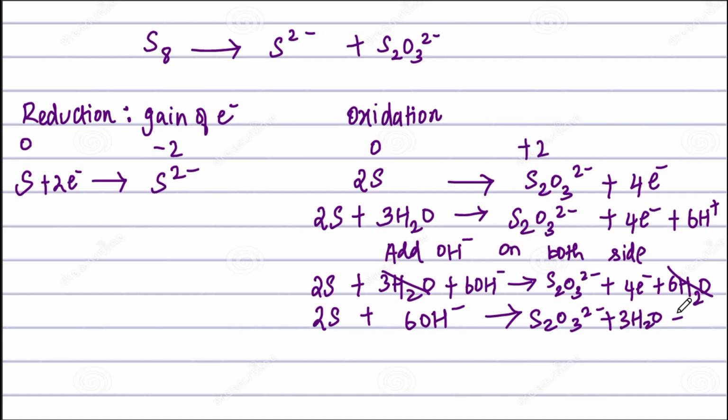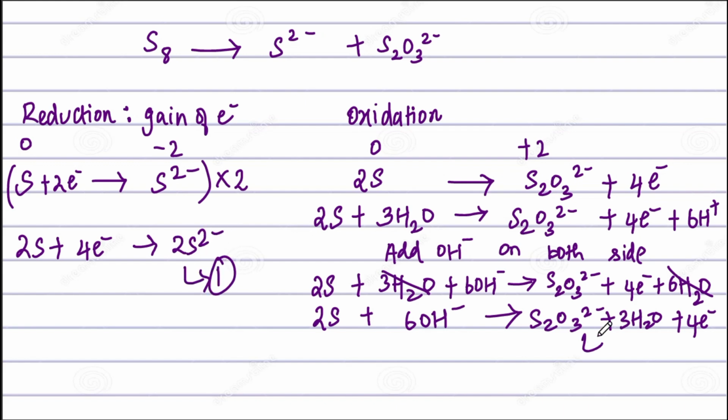Then you have the electrons, 4 electrons. So 4 electrons are involved in the oxidation half reaction, but only 2 electrons are involved in the reduction half reaction. So multiply this whole equation by 2. Then you will get 2S plus 4 electrons gives 2S²⁻. So this is equation 1 and equation 2.